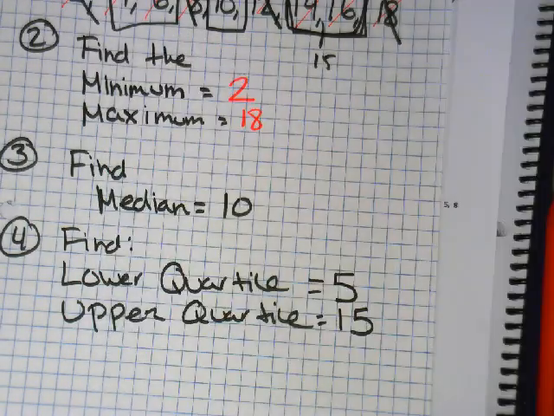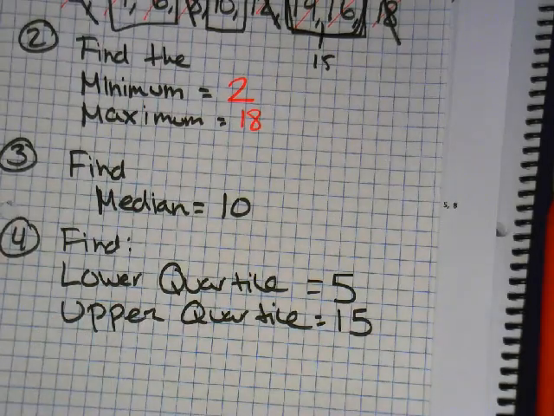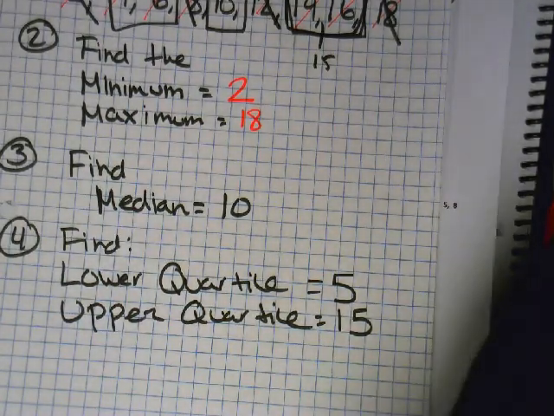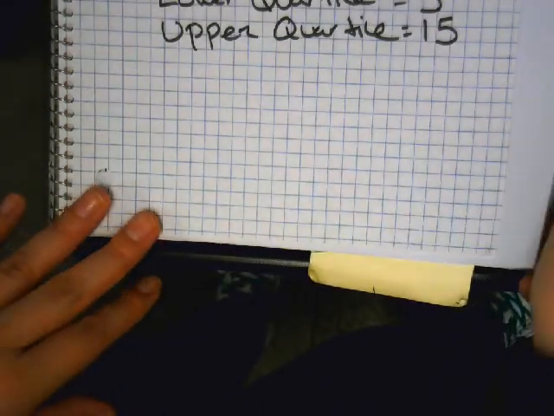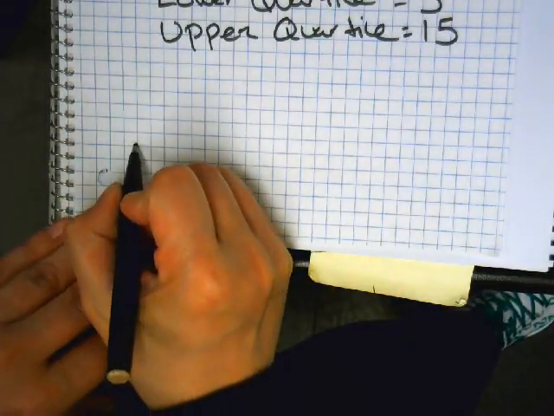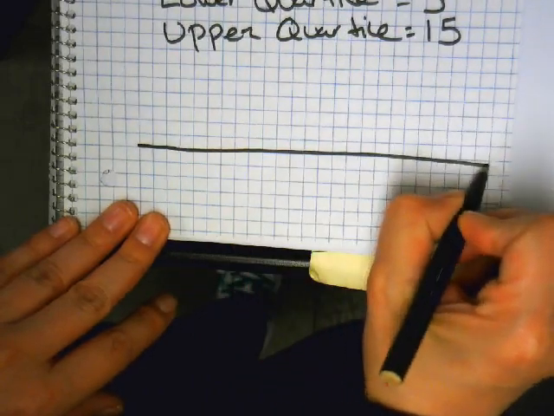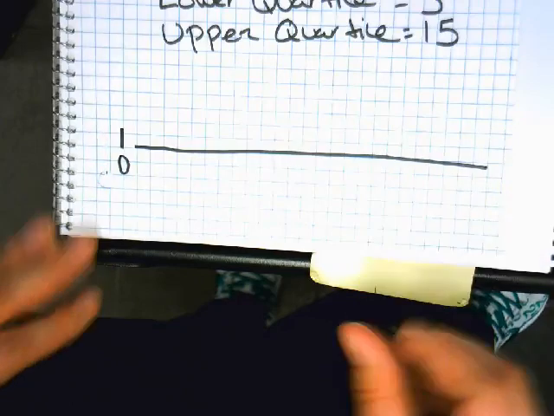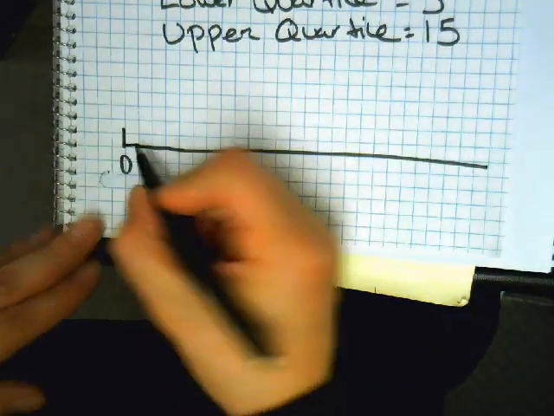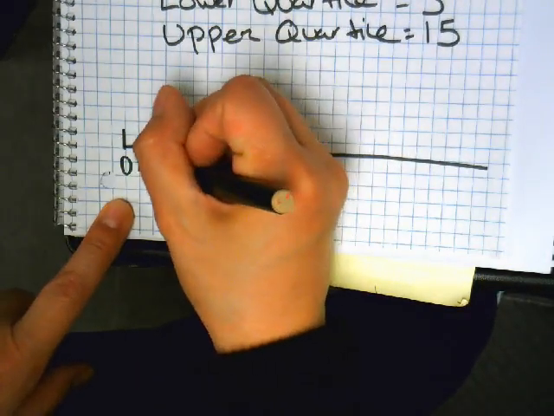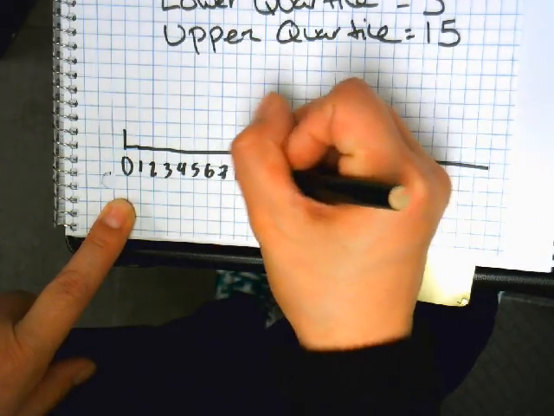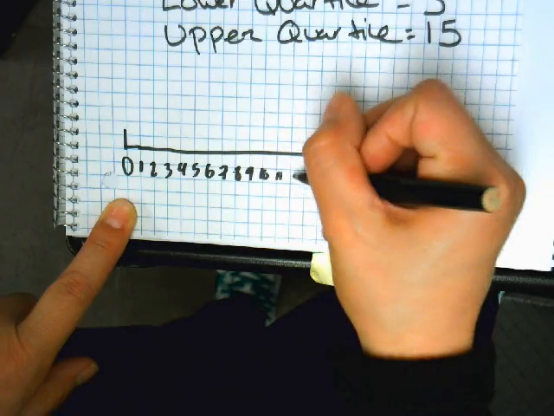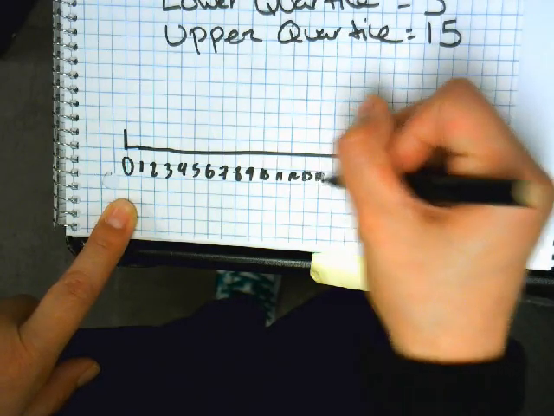All right. Now we're going to create a box and whisker plot here. So you are going to create it by drawing a number line. And I want you to go from 0 to 20, not jumping the numbers. So 0, 1, 2, 3, 4.